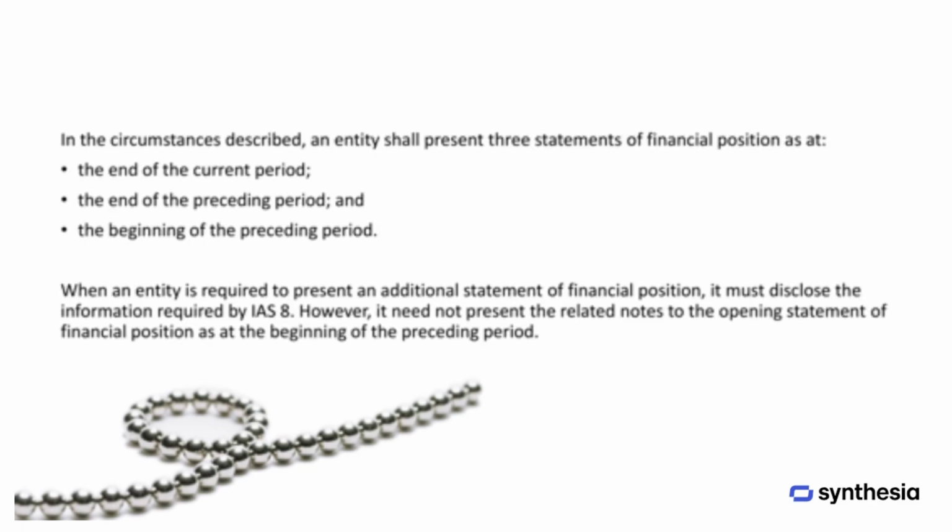In cases where an entity applies a new accounting policy retrospectively, makes a retrospective restatement, or reclassifies items in a way that materially affects the financial statements, it must present 3 statements of financial position: at the end of the current period, at the end of the preceding period, and at the beginning of the preceding period. While the entity must disclose the necessary information required by IAS 8, it is not required to provide related notes for the opening statement of financial position at the beginning of the preceding period.